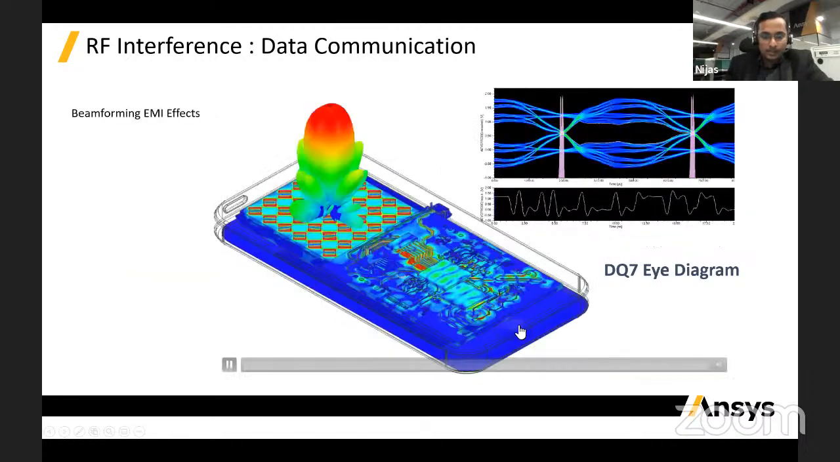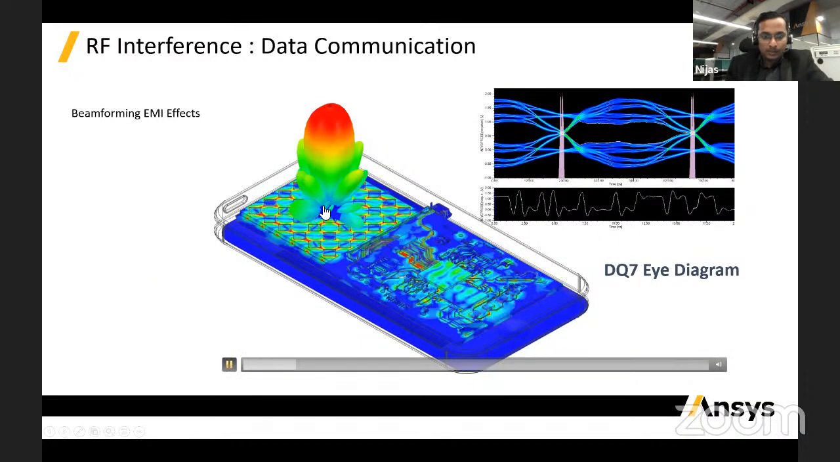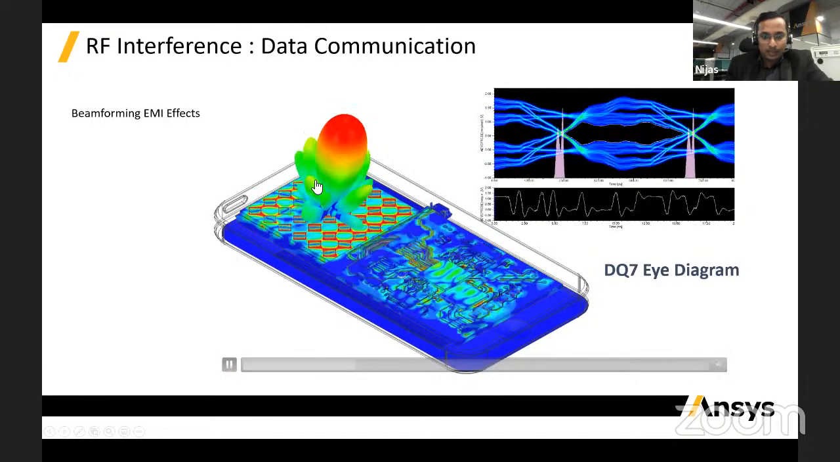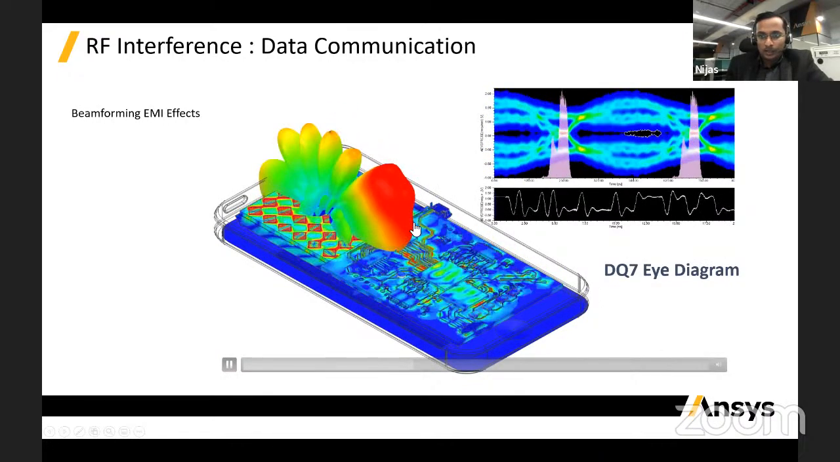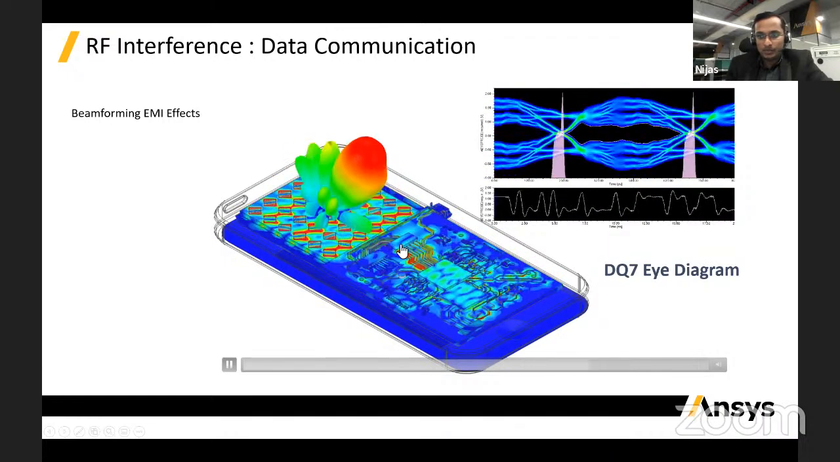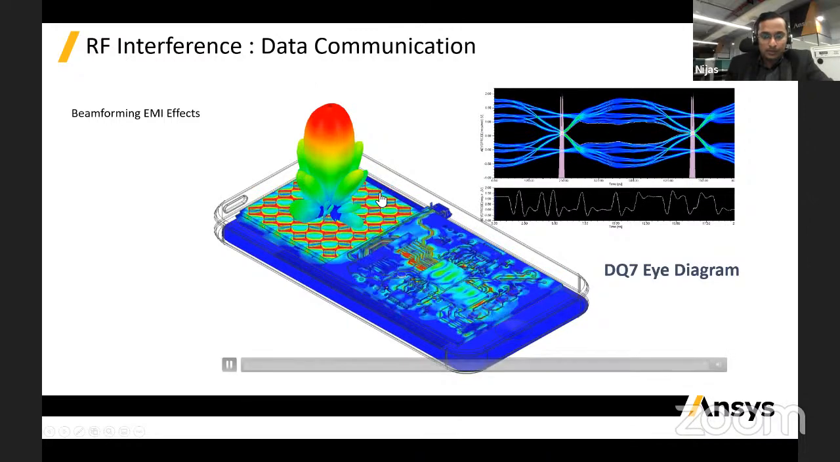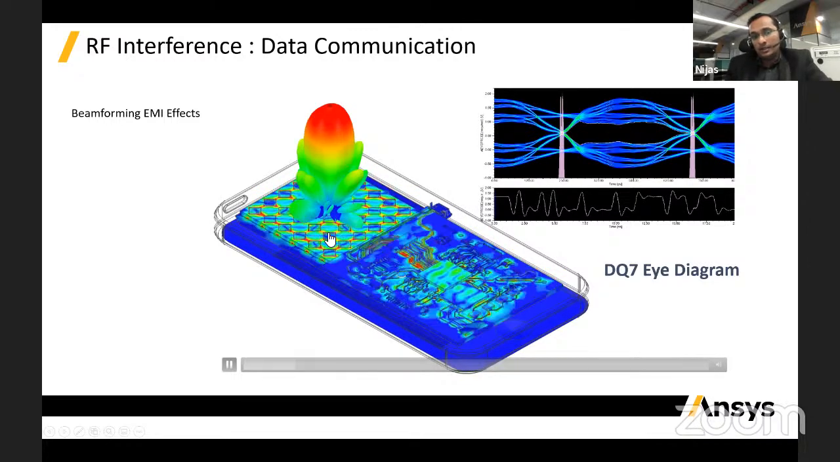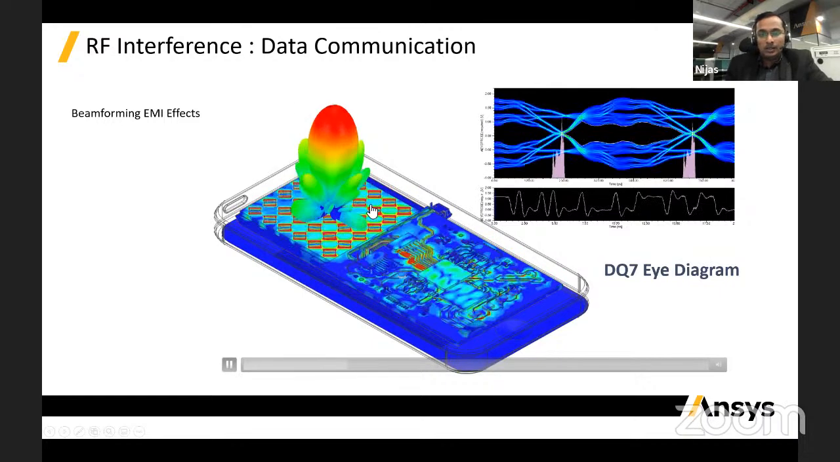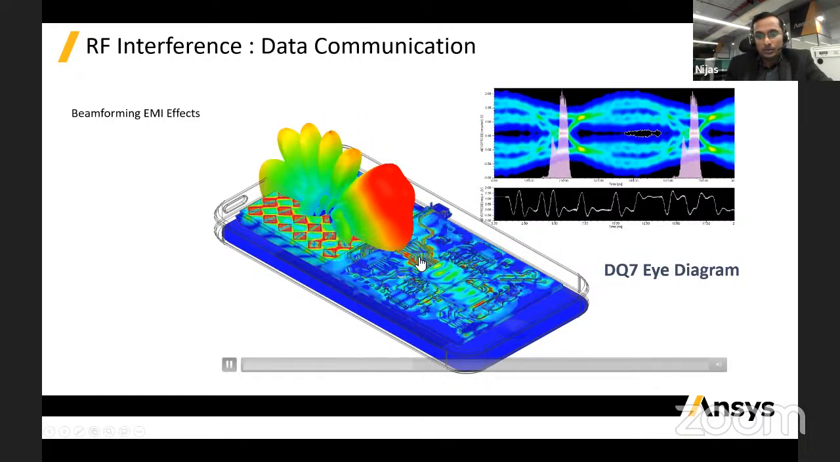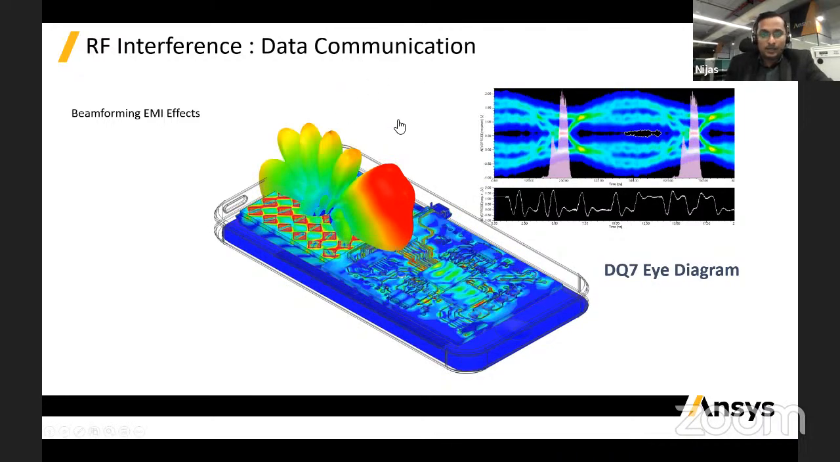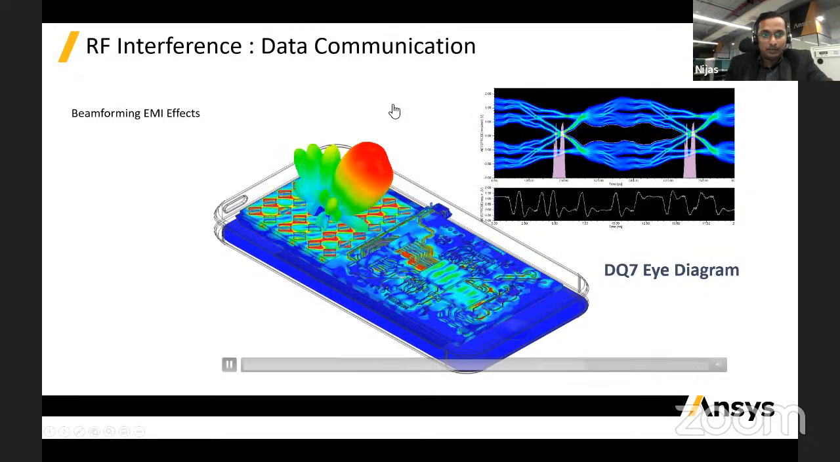Now the next case: you have a phased array beam and you are going to steer it. At a particular steering angle, you can see the eyes became closed because you are not able to distinguish between ones and zeros at the receiver side. That is happening only at some particular beam steering points. So for some beam steering conditions, there is a huge chance that you are going to lose your digital communication on the other side of the PCB. So this is one case of RF interference in data communication.